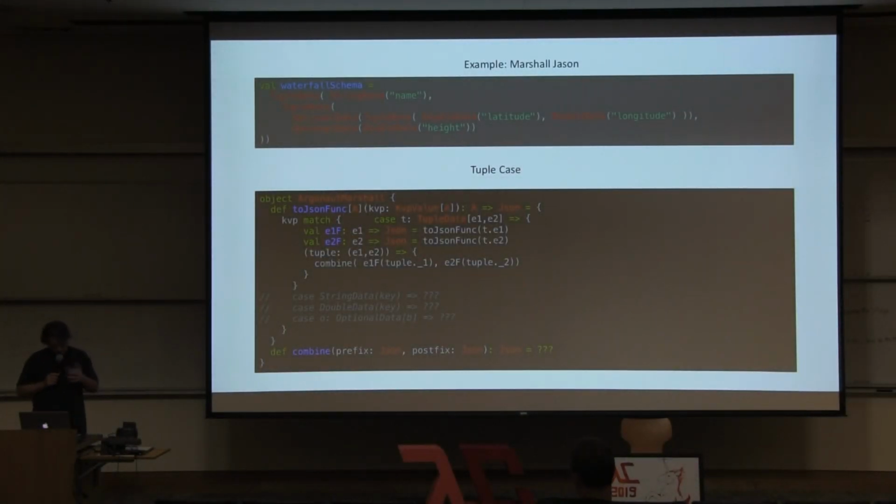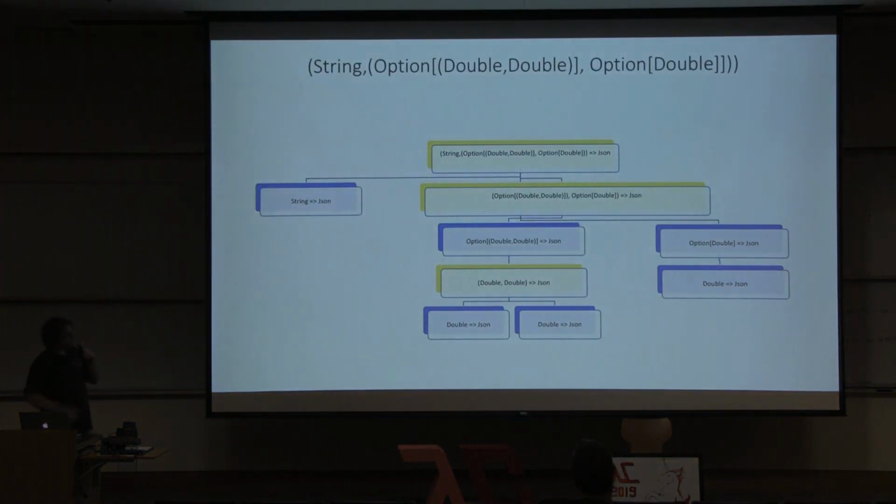Okay. And then finally, there's the tuple type. So first, we recursively call to get our function from E1 to JSON, and then E2 to JSON, and then we can create this function where we call those functions and then combine the result. And that combine just takes two JSON objects and combines them into a single JSON object. Okay. And so then that fills in the rest of our tree. And then the resulting type, of course, is a string double, double, double to JSON.